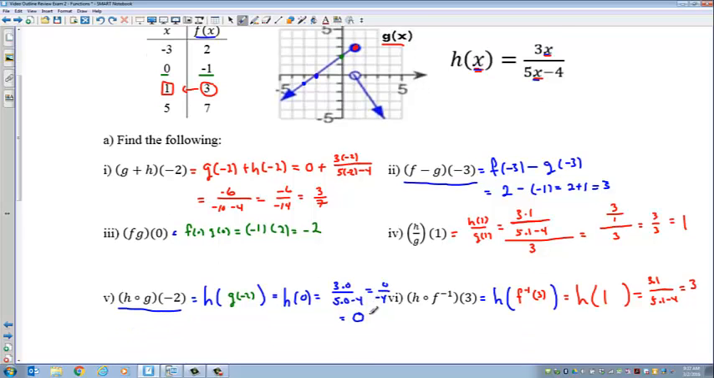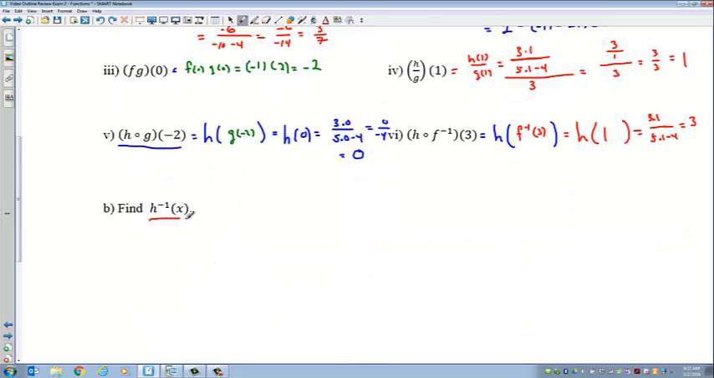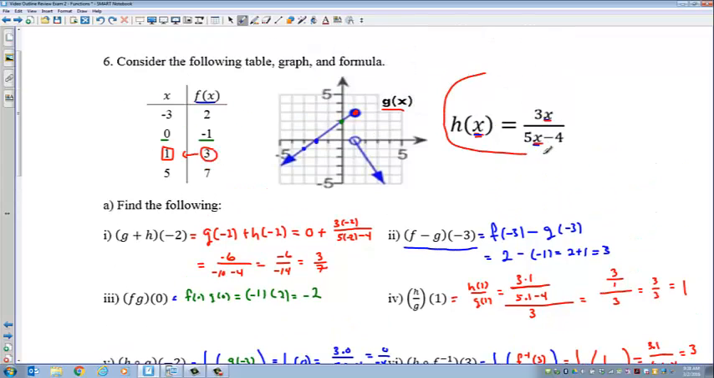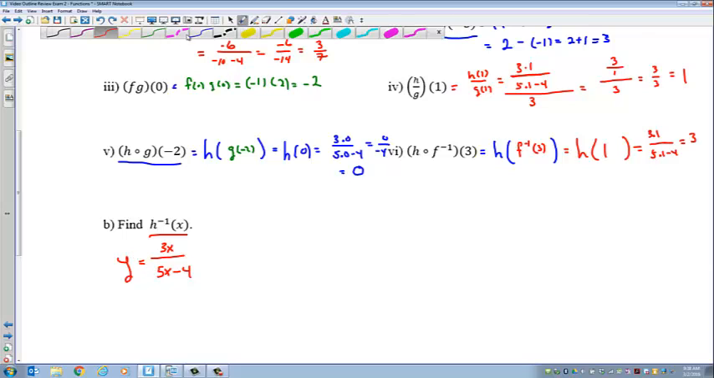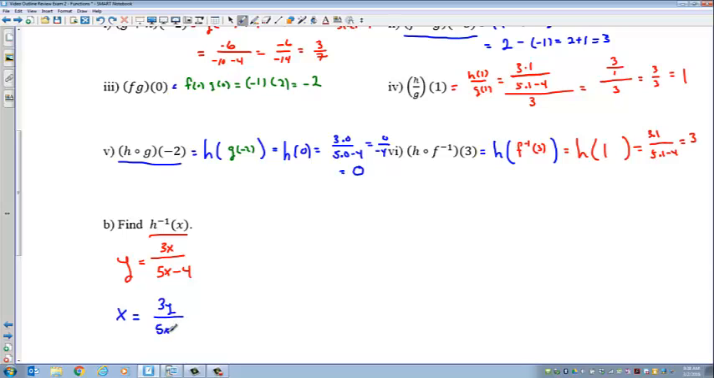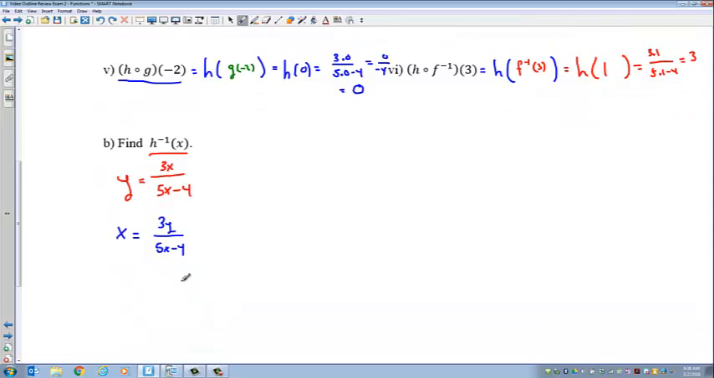All right, let's scroll down a little bit, and this one says find h inverse of x. So up here, here's h of x. Let's rewrite it down here. Instead of writing h, I'm going to write y. So y equals, and I copy this down, so it's 3x all divided by 5x minus 4. And to find the inverse from a formula, it's actually very simple. All you need to do is swap out the y and the x. So let's do that. So wherever I see a y, I'll write an x. So I have x equals, and then I have 3y divided by 5x minus 4. Oops, I forgot to write that y there.